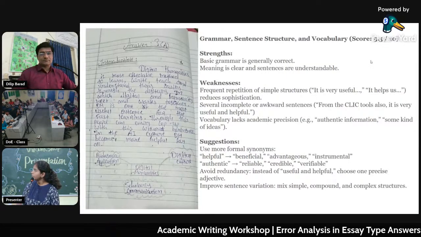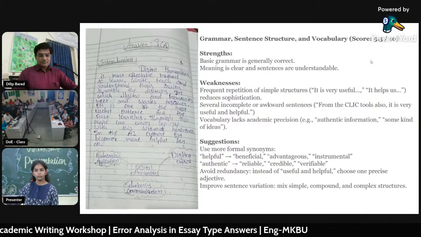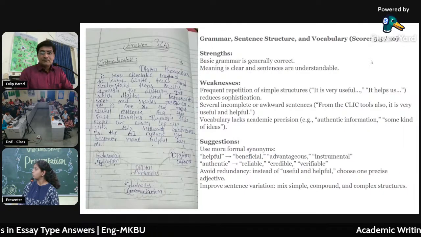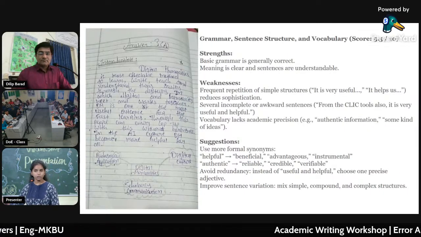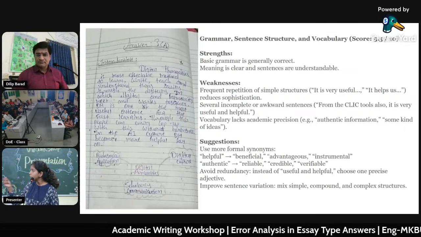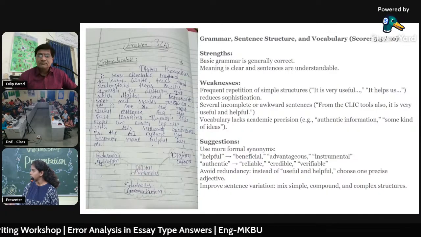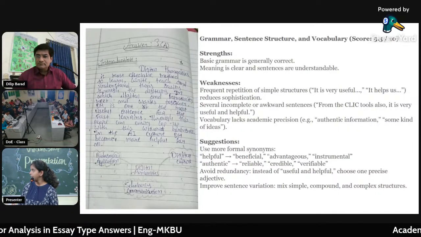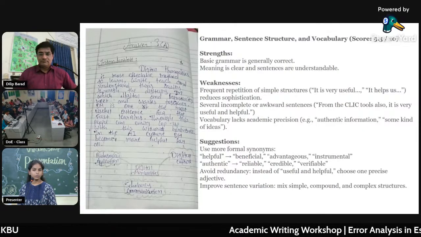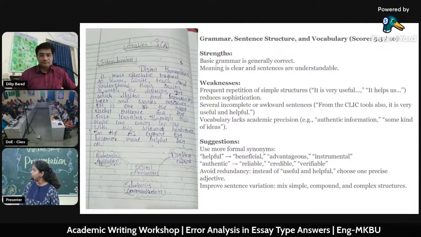Frequent repetition of simple structure. In the answer paper, there is more use of words like helpful and useful. So ChatGPT suggests that rather than continuously using helpful and useful, you have to use words like beneficial, advantageous, instrumental, authentic, reliable. You have to use that type of word in your exam paper.